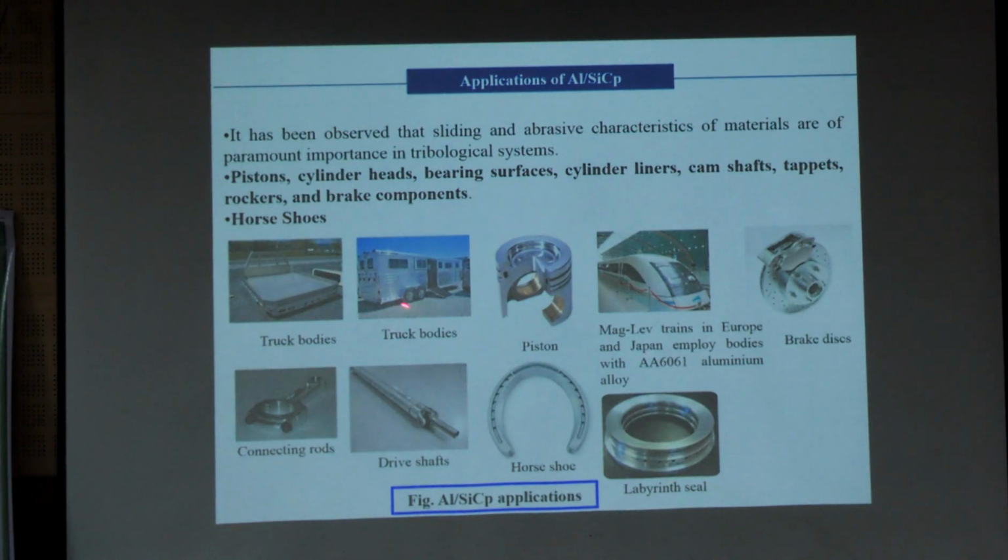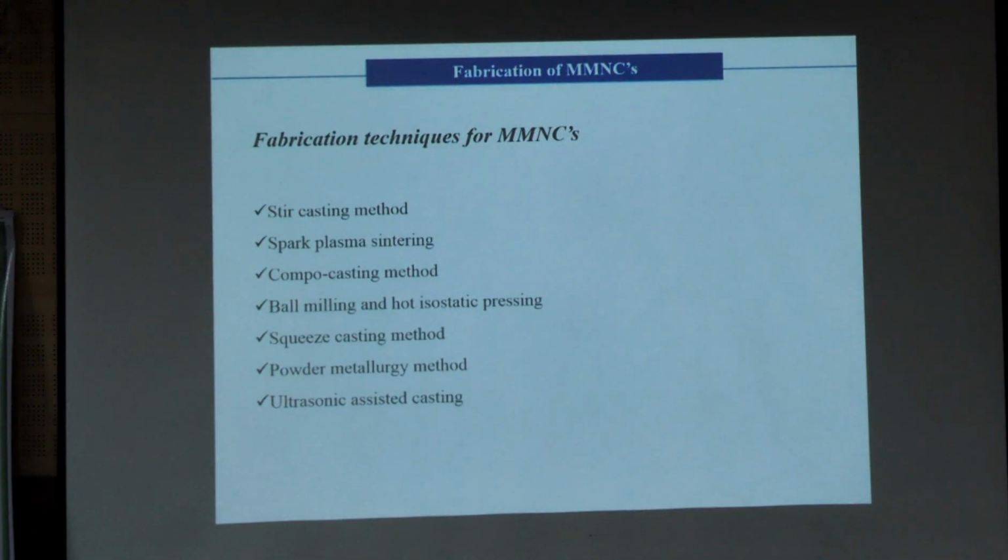So we are using these truck bodies, or maybe the trucks, and the piston rings or connecting rods or drive shafts, etc. So many applications are there we are using for this one, right? And these are the different fabrication techniques we use for the metal matrix nanocomposites or hybrid nanocomposites.